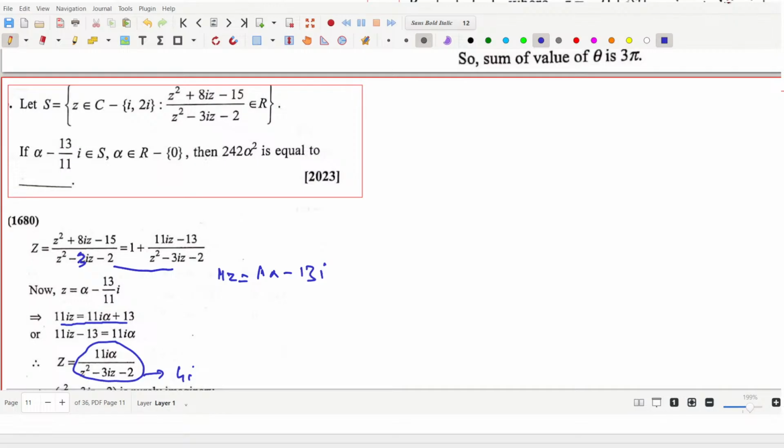Z square is actually cos 2 theta plus i sin 2 theta, right? This angle has become 2 theta instead of theta. Length is still 1. So what is that point? Cos 2 theta, sin 2 theta, right? Now if you do z cube, what will happen?